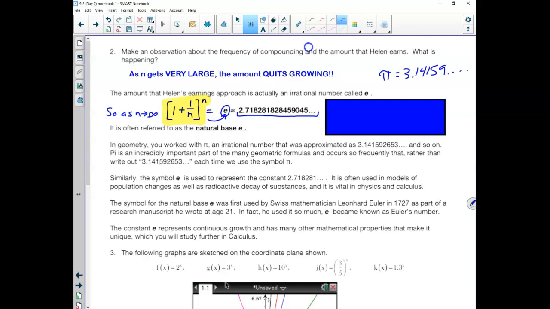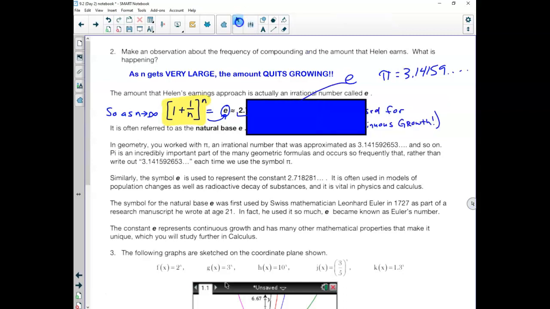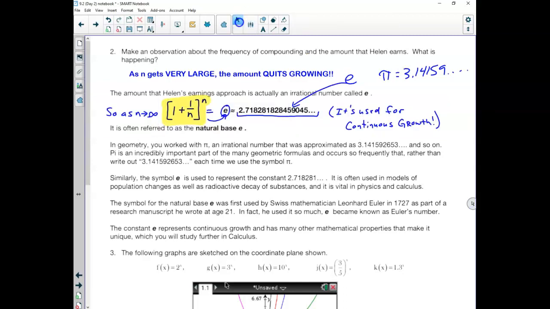It's a little lowercase e. So anytime you see that, e is not a variable. e is that number that we are talking about there, okay? And we use it for continuous growth. Well, what's continuous growth? Well, it's like population growth, and I'll get to that.